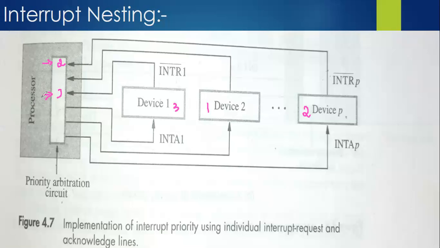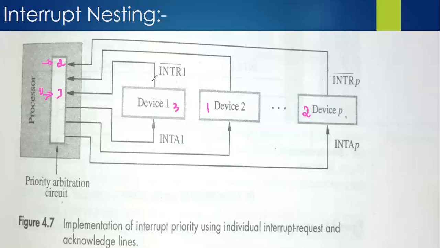So what the processor will do is pause the execution of the interrupt request by device 1, which has priority level 3, and start providing service for 2, meaning device number P. This process we are calling nesting.